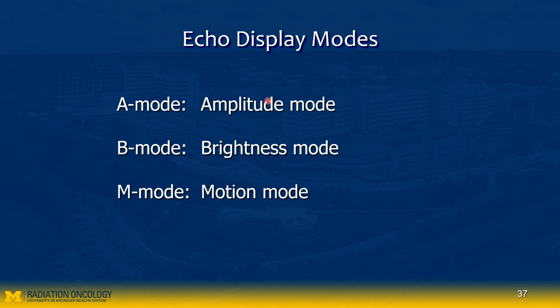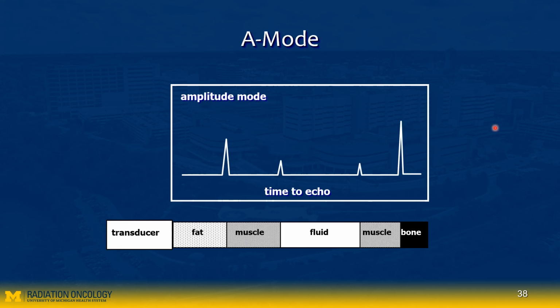In ultrasound, there are three different kinds of image acquisition mode. A stands for amplitude mode, B is brightness mode, and M is motion mode. A mode will create something like this. It's not even an image; it is more like a plot. Say this is the ultrasound probe up against the patient's body. You have fat, muscle, fluid, another muscle, and bone.